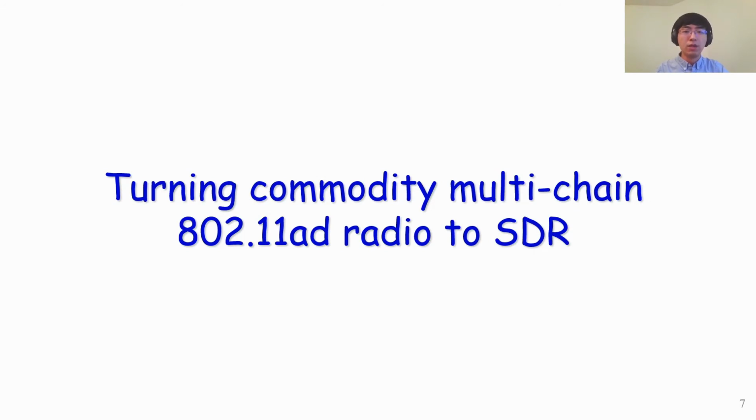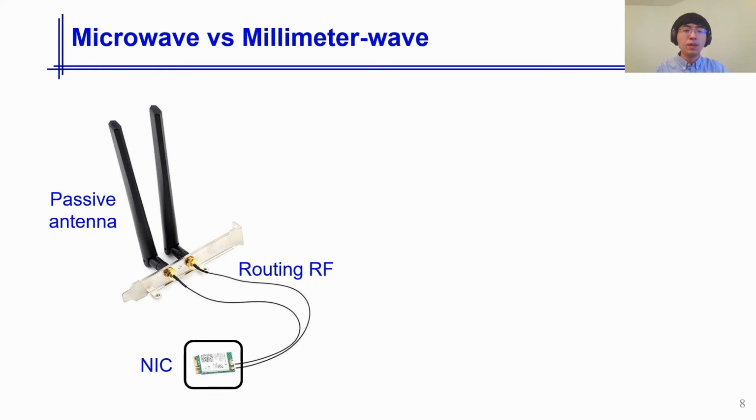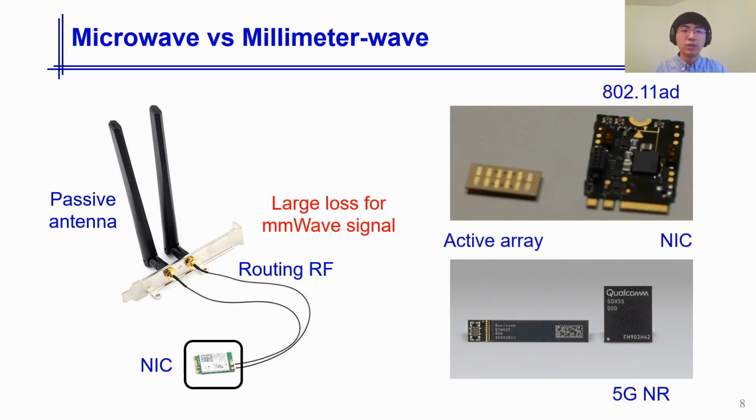Our main idea is to convert a commodity multi-chain 802.11ad radio to an SDR, so that we can take advantage of the low cost of commercialized antenna arrays while keeping the flexibility of SDR. mmWave devices do not follow the normal microwave radio architecture, which directly routes RF signals from RF chains to the passive antenna. Instead, as in the 802.11ad and 5G NR chipsets shown here, commercial mmWave devices have an active phased array, and the cable between the two parts routes IF signals, which suffer less from the cable loss.